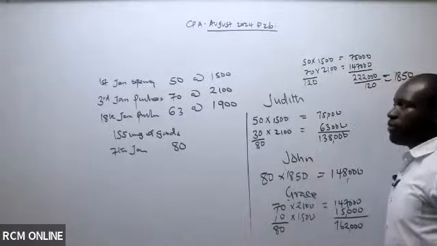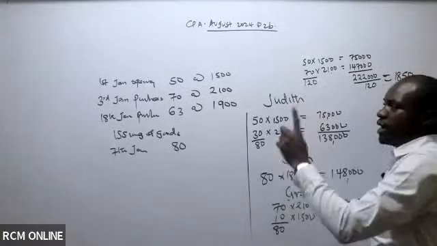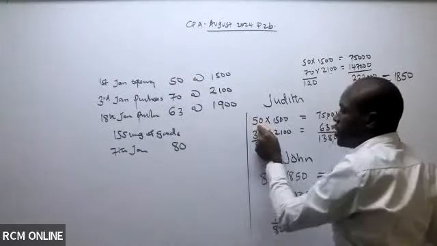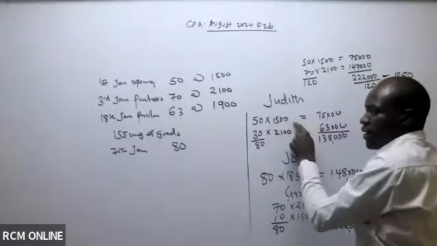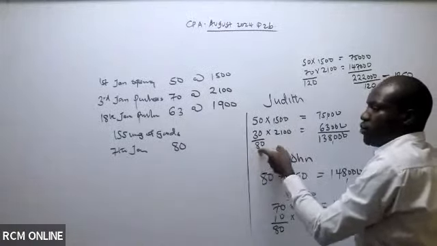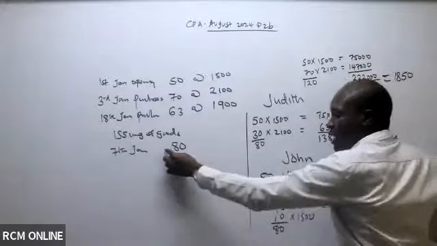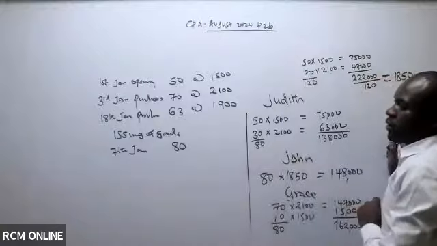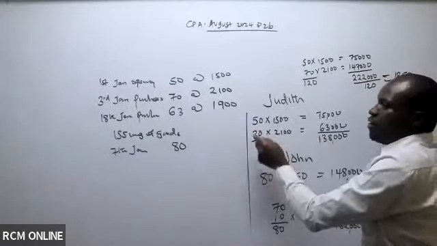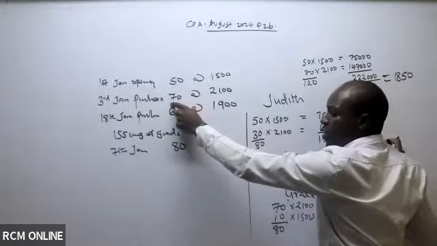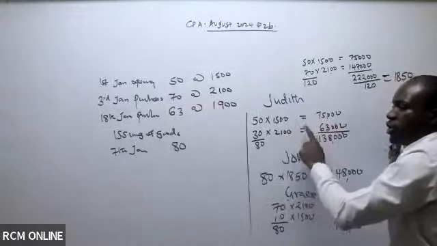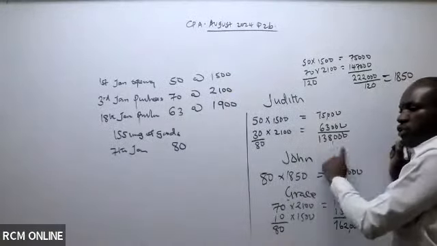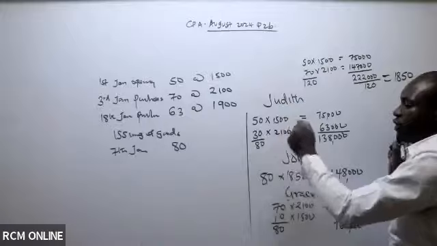Now, when these 3 students were told to give us the cost of the 80 units, this is what they did. So Judith went ahead and said, first of all, I will be selling the opening stock, the 50, which was brought in at 1,500. Then for me to make it to 80, remember all of them will be selling 80 units. Then the remaining 30 to make it 80, I will be taking it from what was brought in on 3rd. And that's what Judith did. So 30 times 2,100. She was able to get the cost of the 80 units.